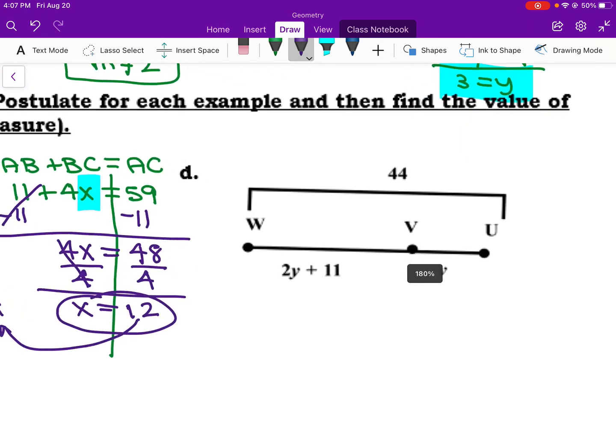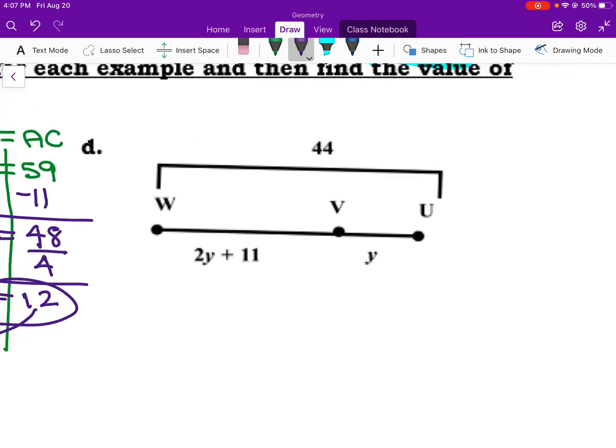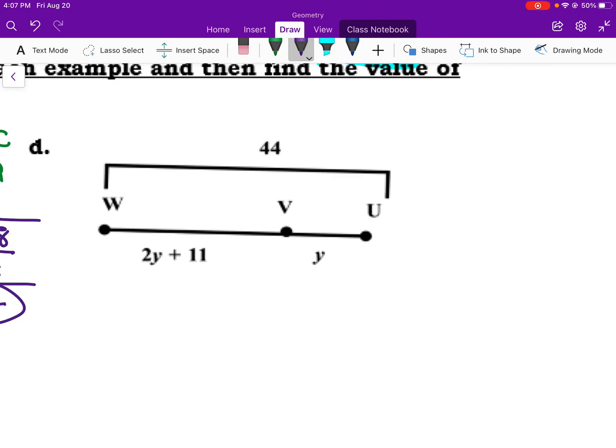This should be A. This is D. That's all right, it's a letter. Differentiating it from a number.